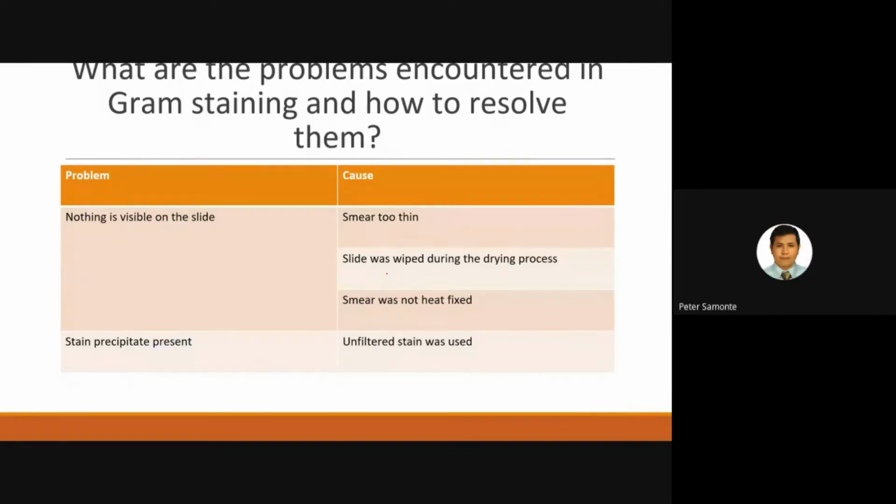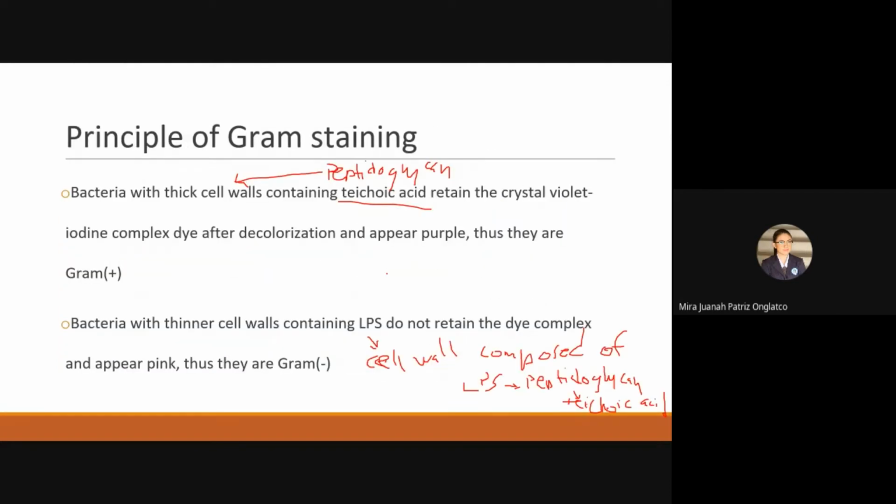Okay. So, in gram staining class, you would encounter different problems. One of the problems you would encounter would be nothing is visible on the slide. Yes, Mira, you're raising your hand? Sir, I was just going to clarify. Both thick and thin cell walls have teichoic acid, sir? Yes, they have teichoic acid. They have peptidoglycan. Your peptidoglycan would contain teichoic acid. The only difference is they have thinner cell walls. And when you have thinner cell walls, you have thinner peptidoglycan. And when you have thinner peptidoglycan, you would have less to none teichoic acid. Does that answer the question, Ms. Mira? Yes, sir. Thank you, sir.